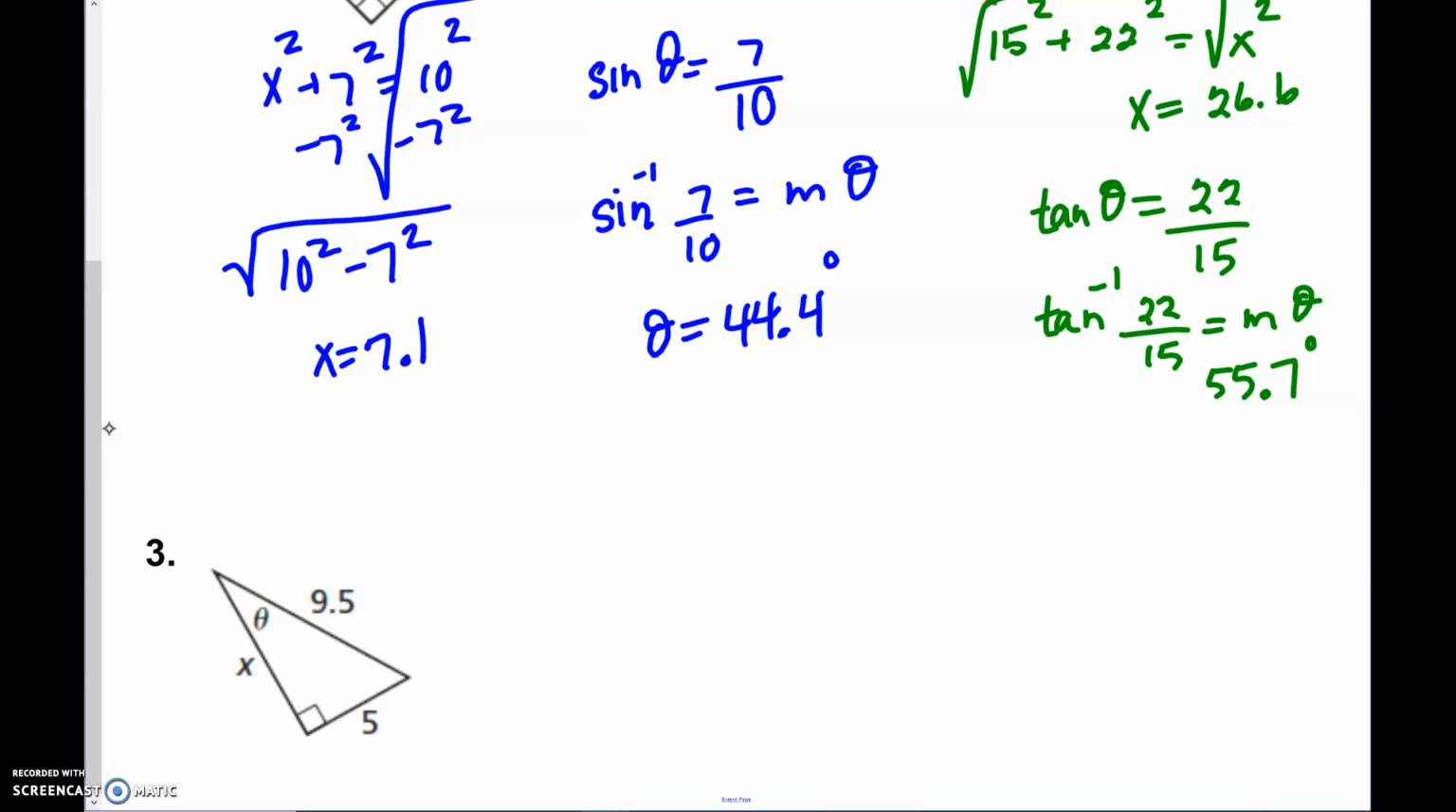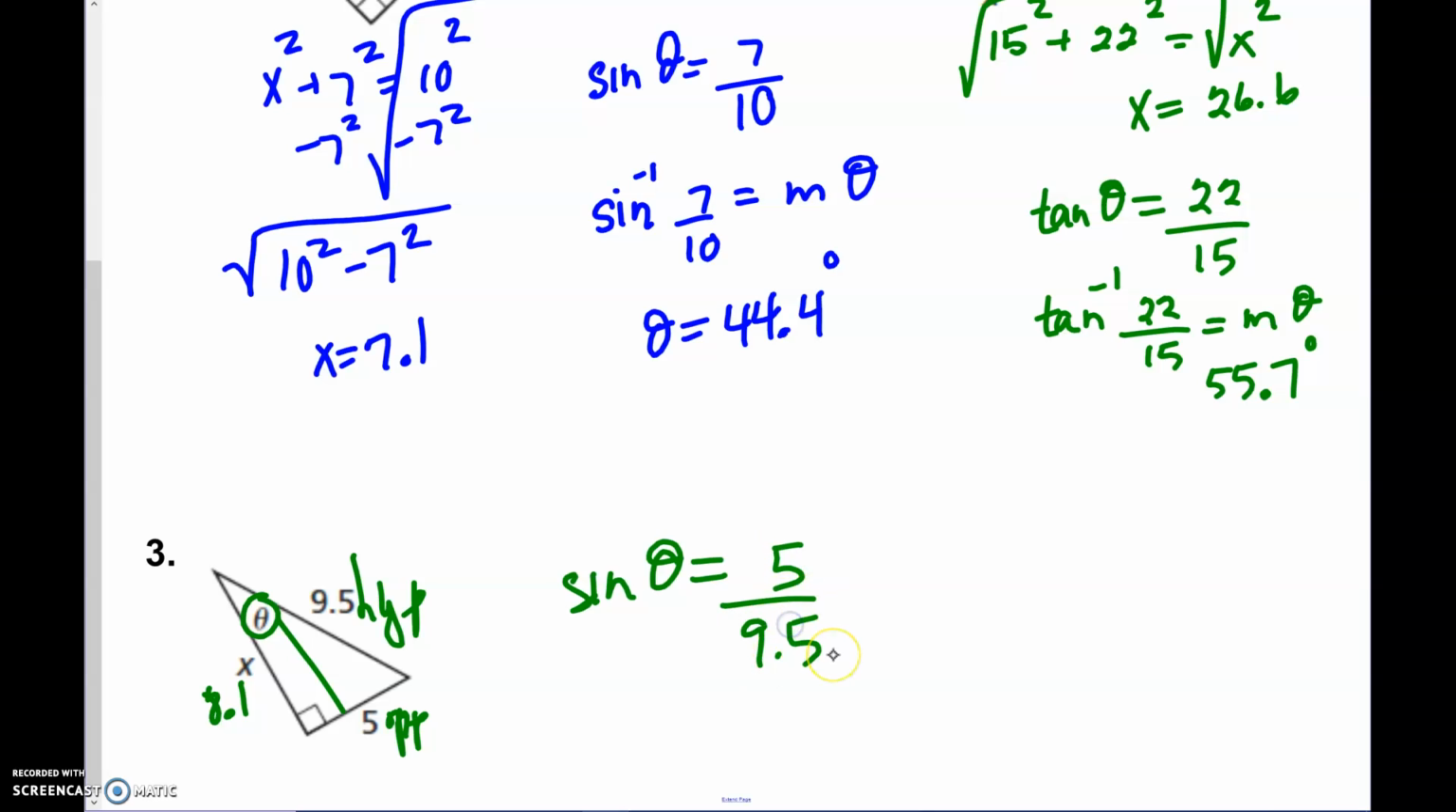All right, I'm not going to go through the Pythagorean theorem here. I'm just going to tell you that x comes out to be 8.1. So in this one here, what do we know? From theta, we know the side opposite and we know the hypotenuse. So what ratio is that? That's going to be the sine of theta is opposite over hypotenuse. So we are going to be doing inverse sine of 5 divided by 9.5, and we're getting 31.8 degrees here.